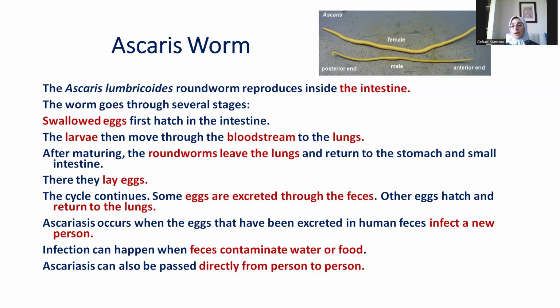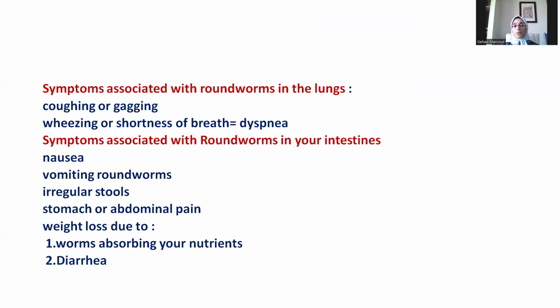Now, the main symptoms, of course, will be gastrointestinal. So you will have nausea, vomiting, loose stools or diarrhea, loss of appetite because of the inflammation in the stomach. It can also be associated with abdominal pain and weight loss. What is the cause of weight loss? The cause of weight loss is that the worm absorbs your nutrients, so you do not benefit from them. And the other cause is that you have vomiting and diarrhea.